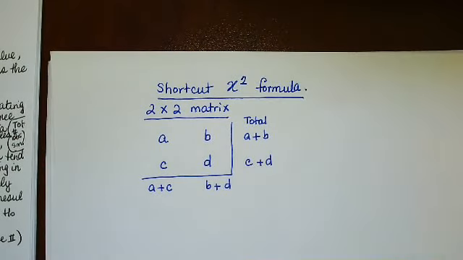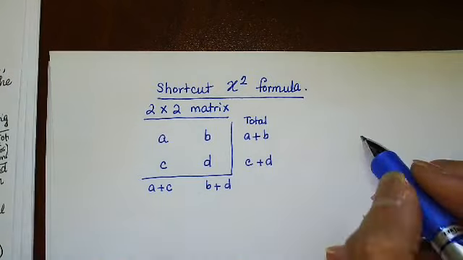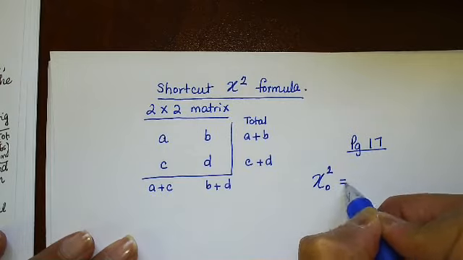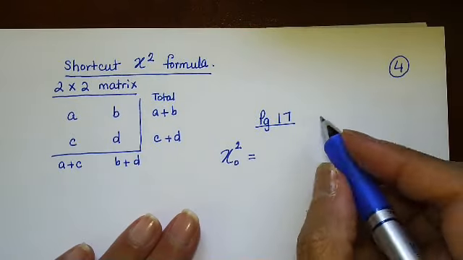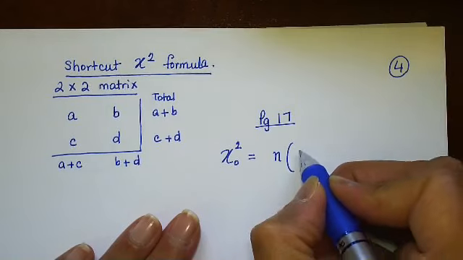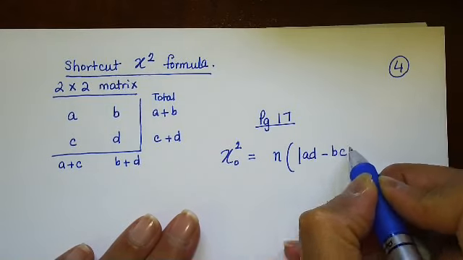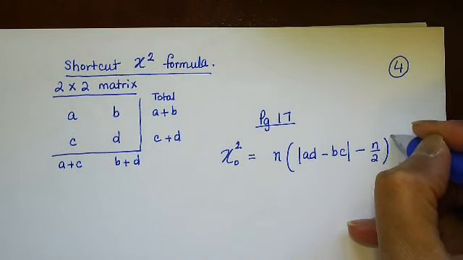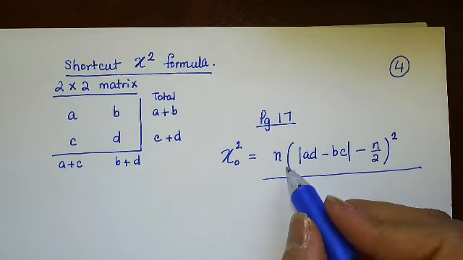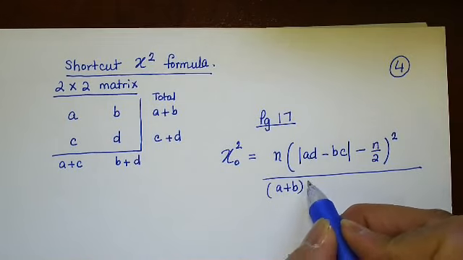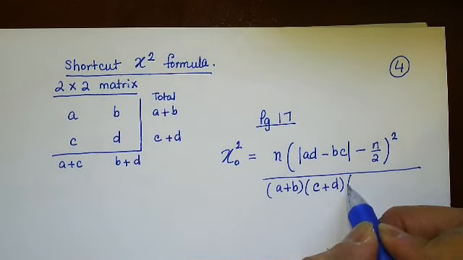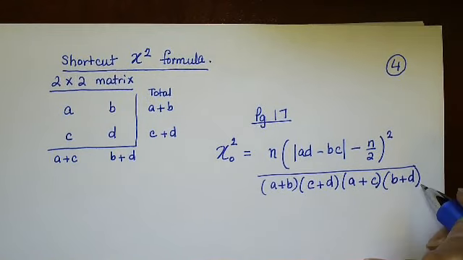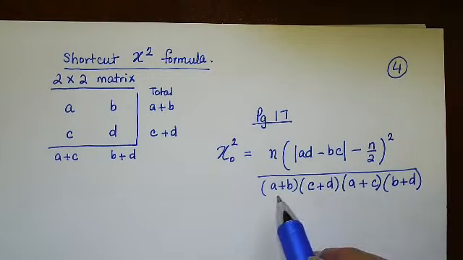So instead of finding an expectation matrix, you're simply going to use this formula on page 17. Chi-naught squared, the test statistic, is equal to n times the absolute value of AD minus BC, minus n over 2, squared, divided by A plus B times C plus D times A plus C times B plus D. Let's talk for a minute about the denominator.